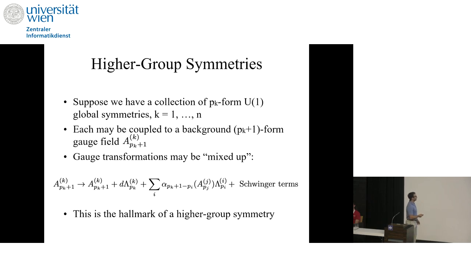lambda. But in theories with multiple higher form gauge fields like this, we can have the situation where the gauge transformation of the kth background gauge field depends on the ith background gauge parameter. This term, this set of terms right here, is a hallmark of what's called a higher group global symmetry.